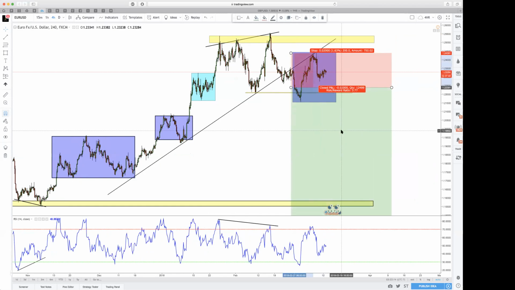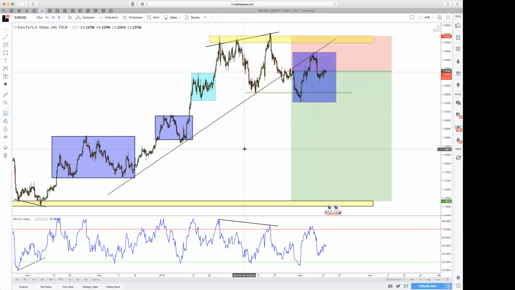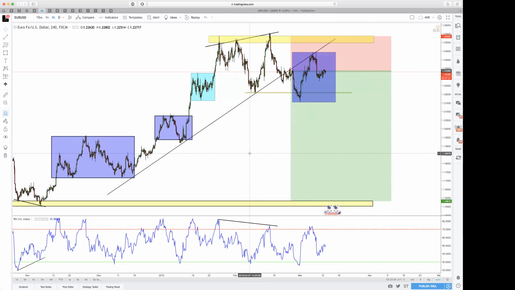Oh, brother. Okay, let me find the entry now. Euro USD 22. No, where is it? Euro? Okay, 2336. Entry 2336. There. My bad. All right, so we'll just wait it out for the market to play out, okay?